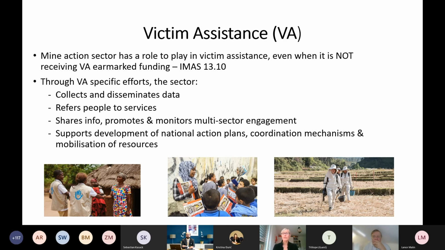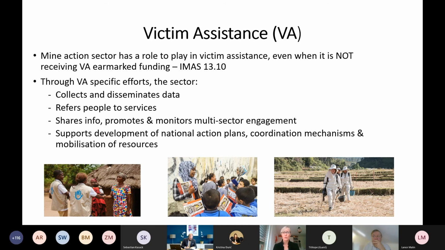IMAS 13 will also be seeing a small amendment in February, where the sector will also be asked to collect not only data on casualties, but also on services in the area of operations, so services that are relevant for people injured, survivors, and indirect victims. The sector now is also asked to contribute to referring people to services on the basis of A, their access to survivors, and B, their understanding of services in a given area. The sector is also now asked to share information and promote and monitor a multi-sector engagement.